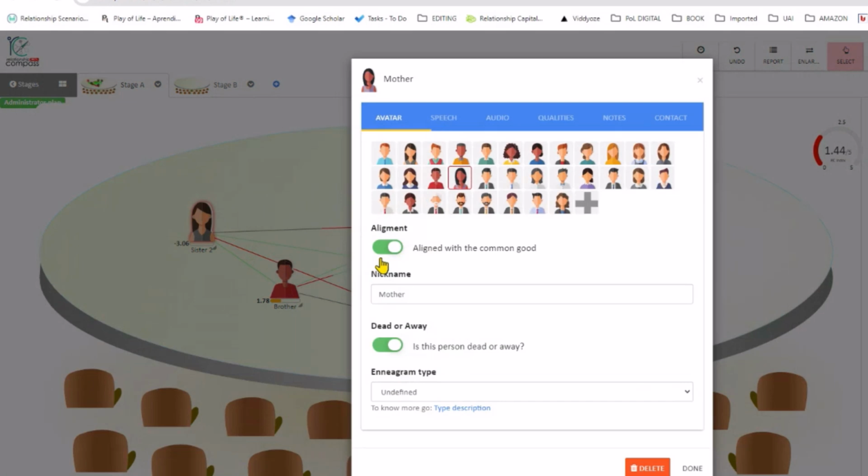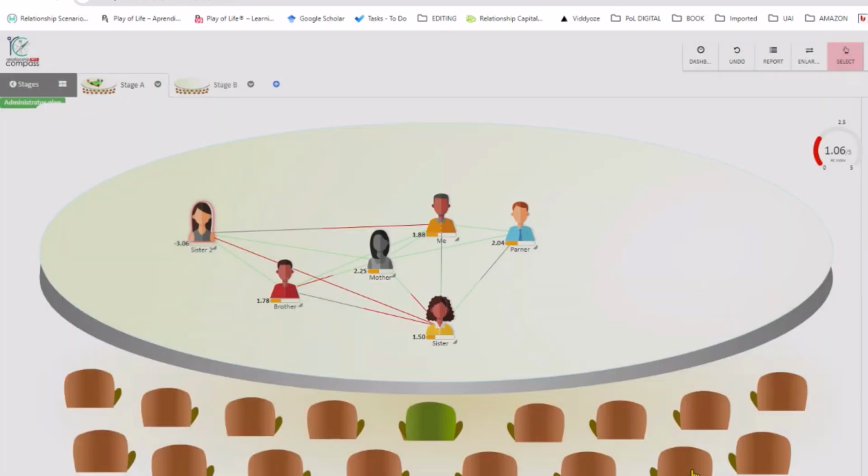What did you say? If I'm not sure. Neutral, okay. Neutral. So then we still have a relationship capital index very low, is 1. Before was, so that shows that the energy in this family is very low. So now we go to the report.